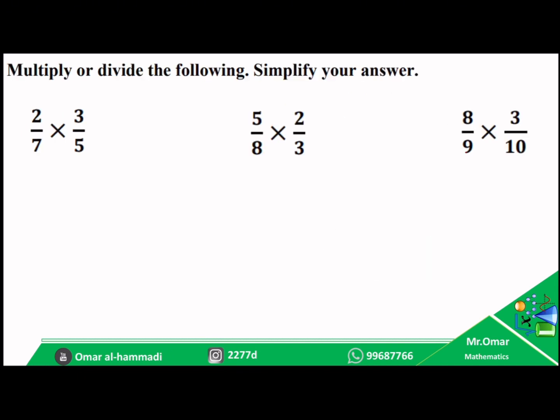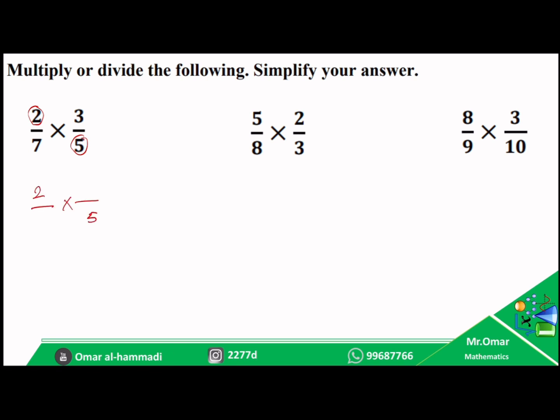Let's move now to multiply or divide the following. Simplify your answer. So for the multiplication, it is an easy way. There is nothing you have to worry about. First of all, we have to see what? أول حاجة لازم نشوف هل في common factor between 2 and 5? No, there is no common factor. So we have to write 2 and 5 the same way.